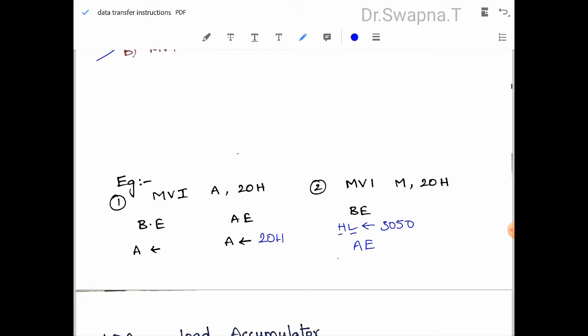as per the instruction, what happens? 20H is the immediate data available in the instruction, and it gets copied to the memory location whose address is given in the HL pair. So in the 3050 memory location, the data gets copied. What is the data? 20H. So 20H gets copied into the 3050 memory location, and HL will remain the same, 3050. So this is about the move immediate instruction.